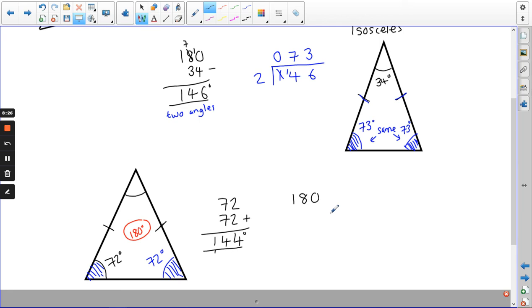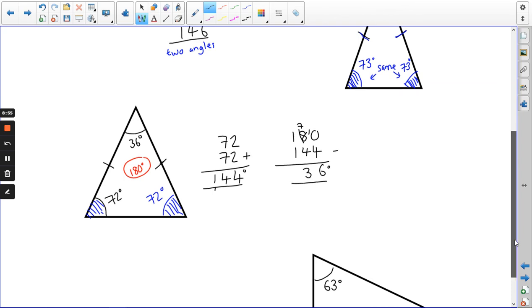So 180, take away 144. You have to borrow as always. 10 take away 4 is 6. 7 take away 4 is 3. 36 degrees at the top. Okay, so if you know the top angle, take it away from 180 and then split it in half. If you know the bottom angle, you've got both of them, add them up and take away from 180.